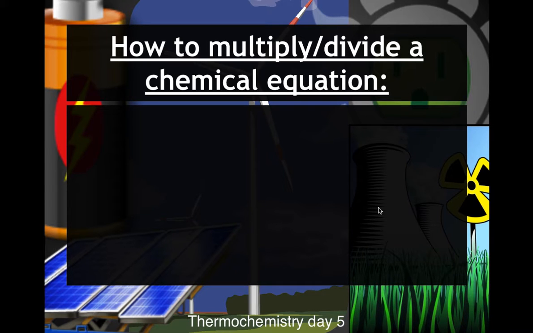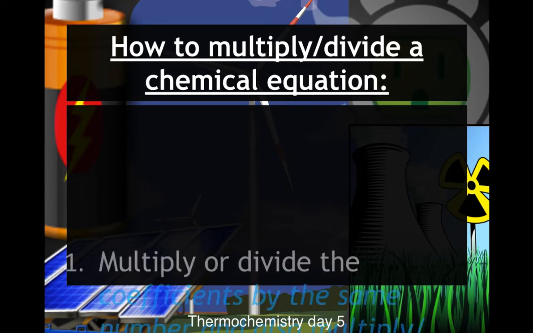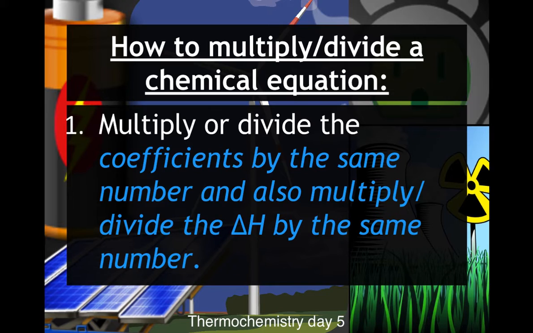Now, if we have to multiply or divide a chemical equation, we're going to multiply or divide the coefficients, or the moles, by the same number, and also multiply or divide the delta H by the same number. So everything is just being consistent. If we're going to divide by 2 in our equation, we're going to divide the delta H by 2 also.